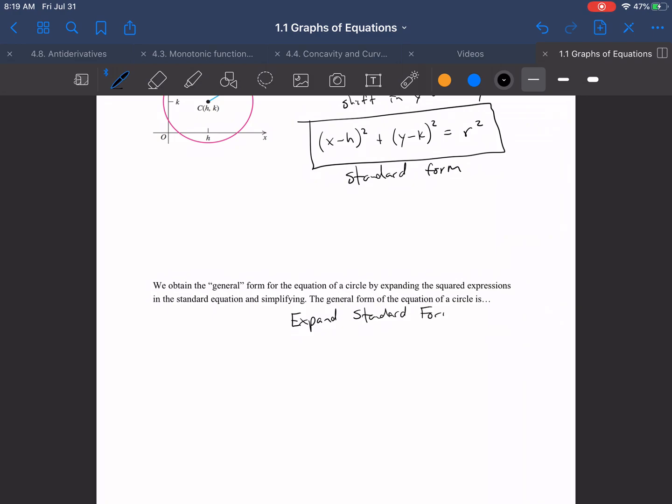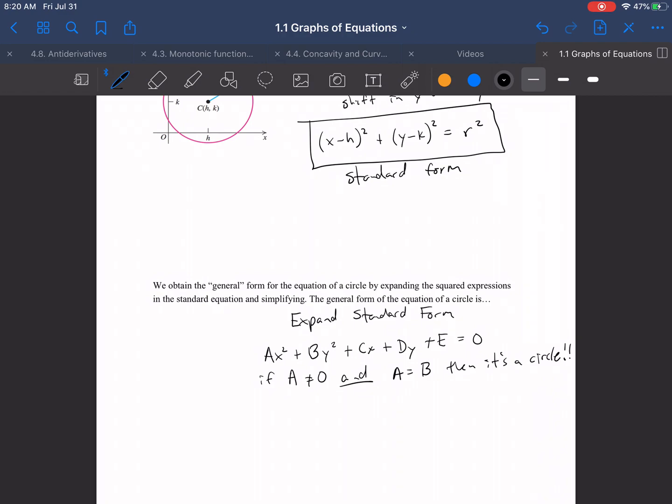expand standard form, or you might just come across an equation that looks something like this: ax squared plus by squared plus cx plus dy plus e equals 0. And if you have something like that, and if a does not equal 0, and a equals b, then it's a circle. Okay?